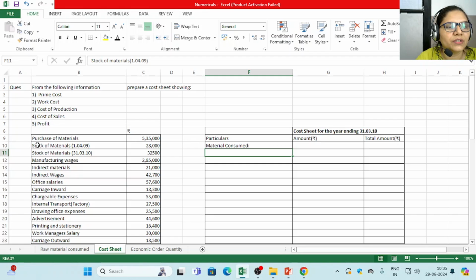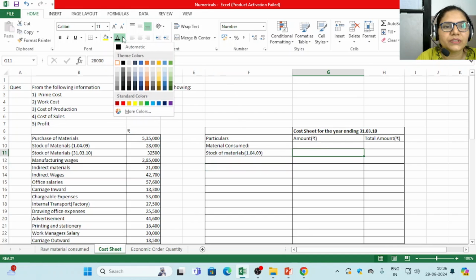First of all, we will write the value of our opening stock of raw material. Year ending is 31st March 2010. And the stock of material given for 1st April 2009 will be the opening stock, which is given as rupees 28,000.